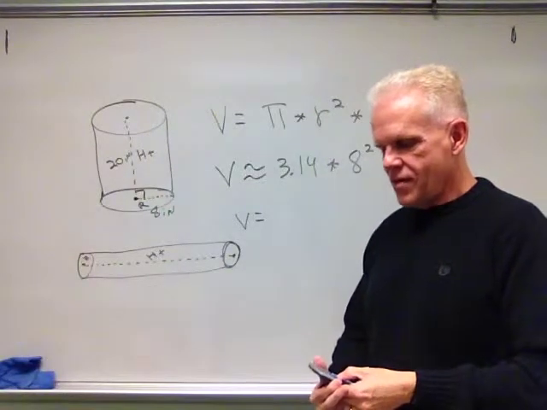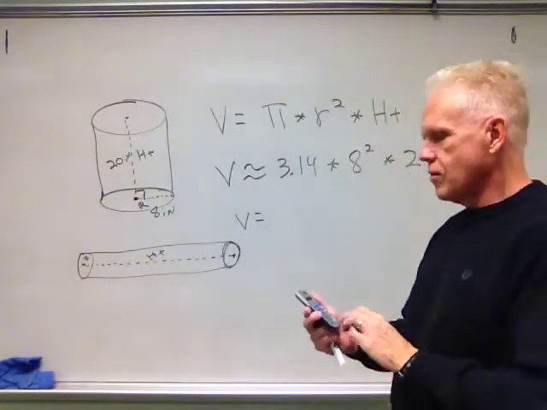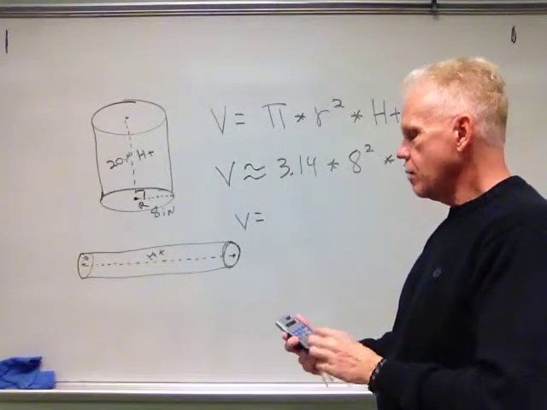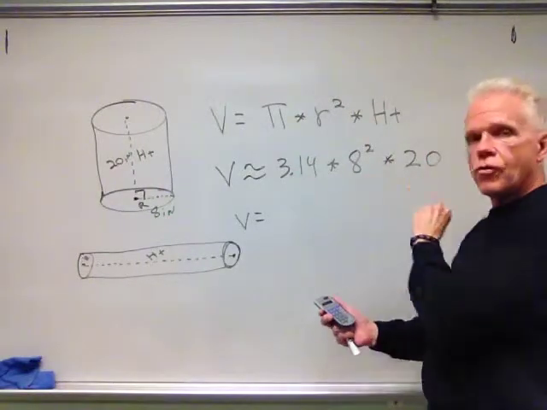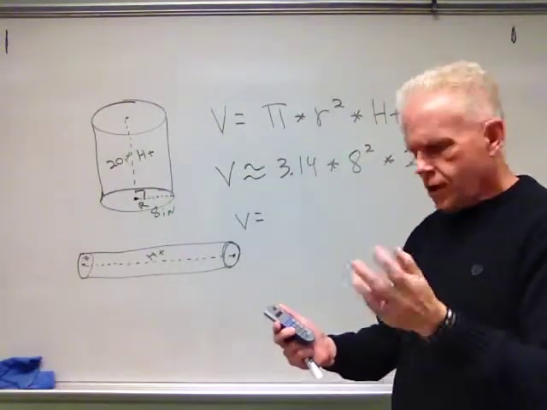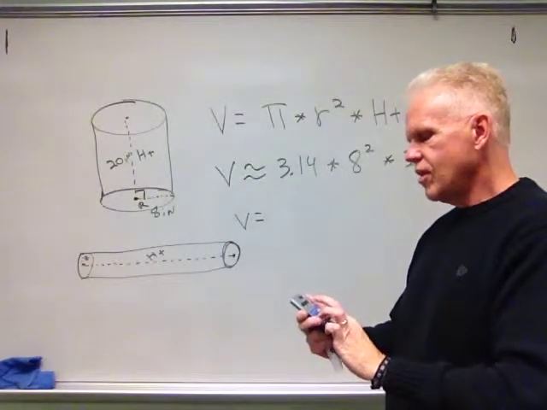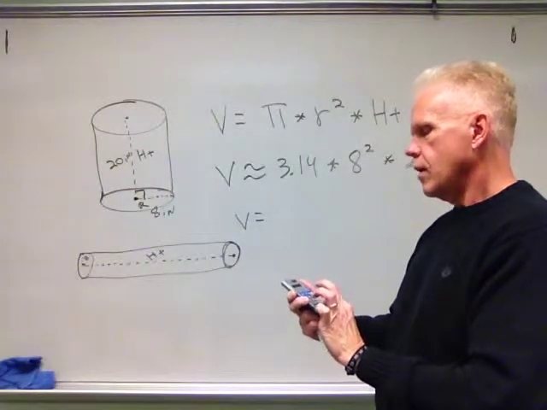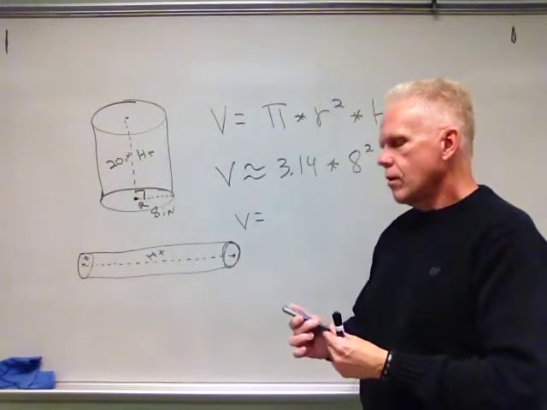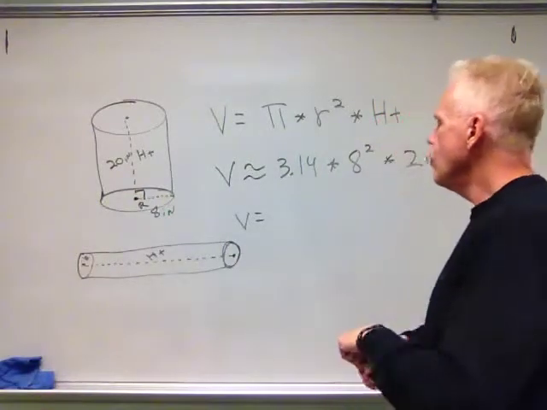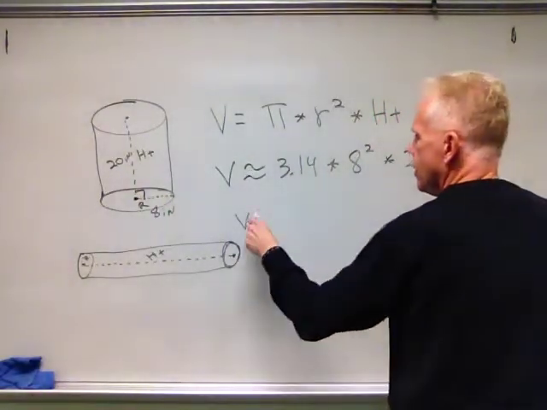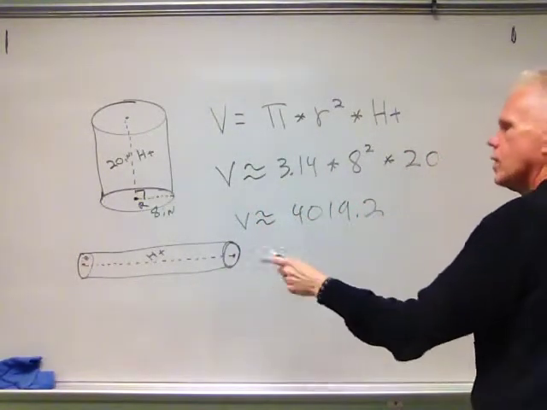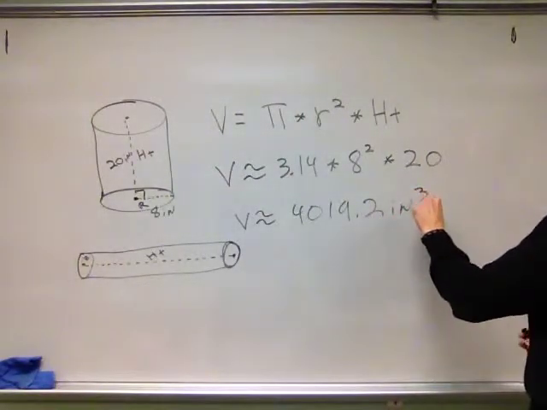So let me fire this baby up, and I'm going to put in 3.14, and then multiply. I'm going to work out 8 squared in my head. I think that's 64. So I'm going to go times 64 times 20 equals, and I'm getting 4,019.2, and that's going to be cubic inches.